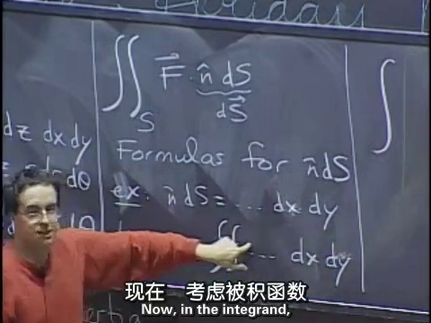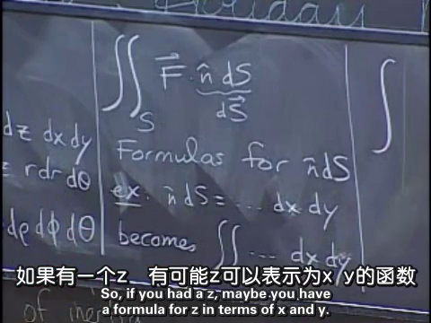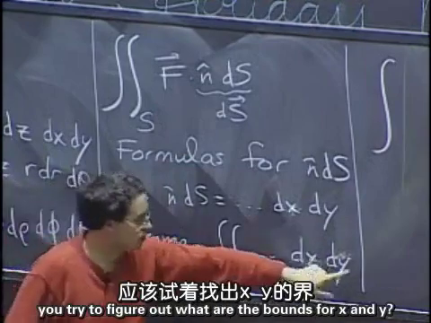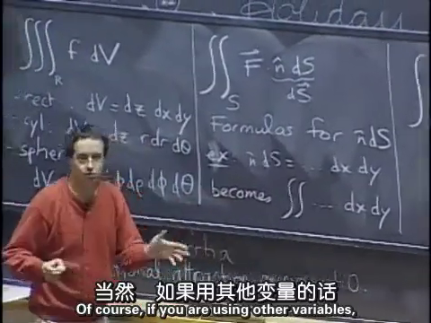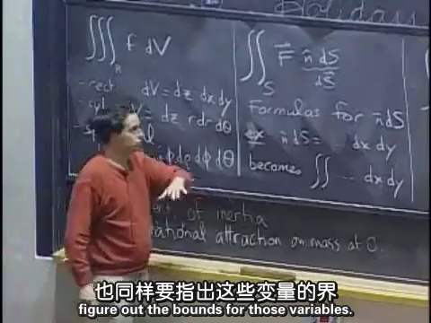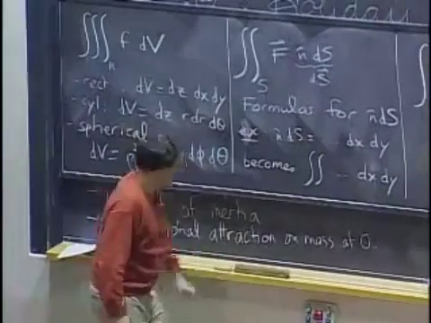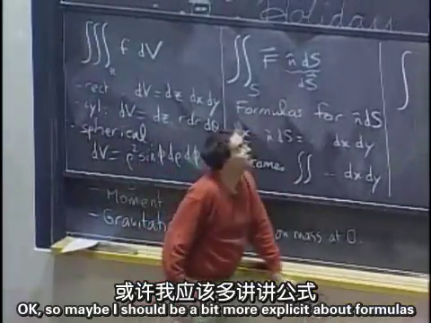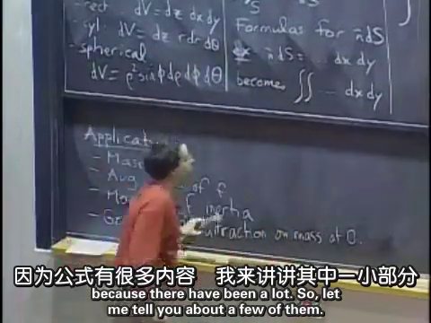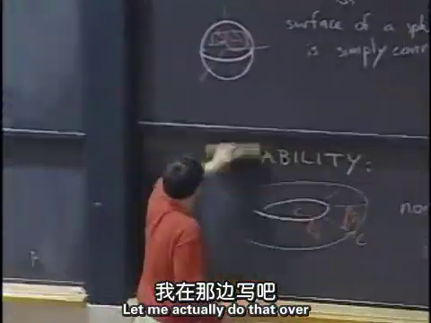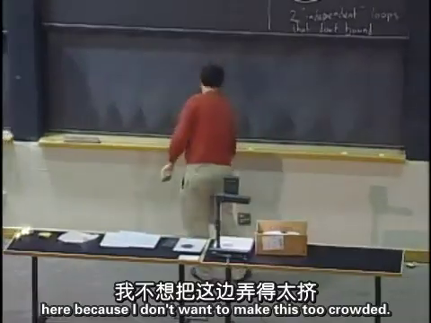Now, in the integrand, you want to express everything in terms of x and y. So if you had a z, maybe you have a formula for z in terms of x and y. And when you set up the bounds, you try to figure out what are the bounds for x and y. That would be just looking at it from above. Of course, if you're using other variables, figure out the bounds for those variables. Then when you've done that, it becomes just a double integral in the usual sense. Okay, so maybe I should be a bit more explicit about formulas, because there have been a lot. So let me tell you about a few of them. Let me actually do that over here, because I don't want to make this too crowded.